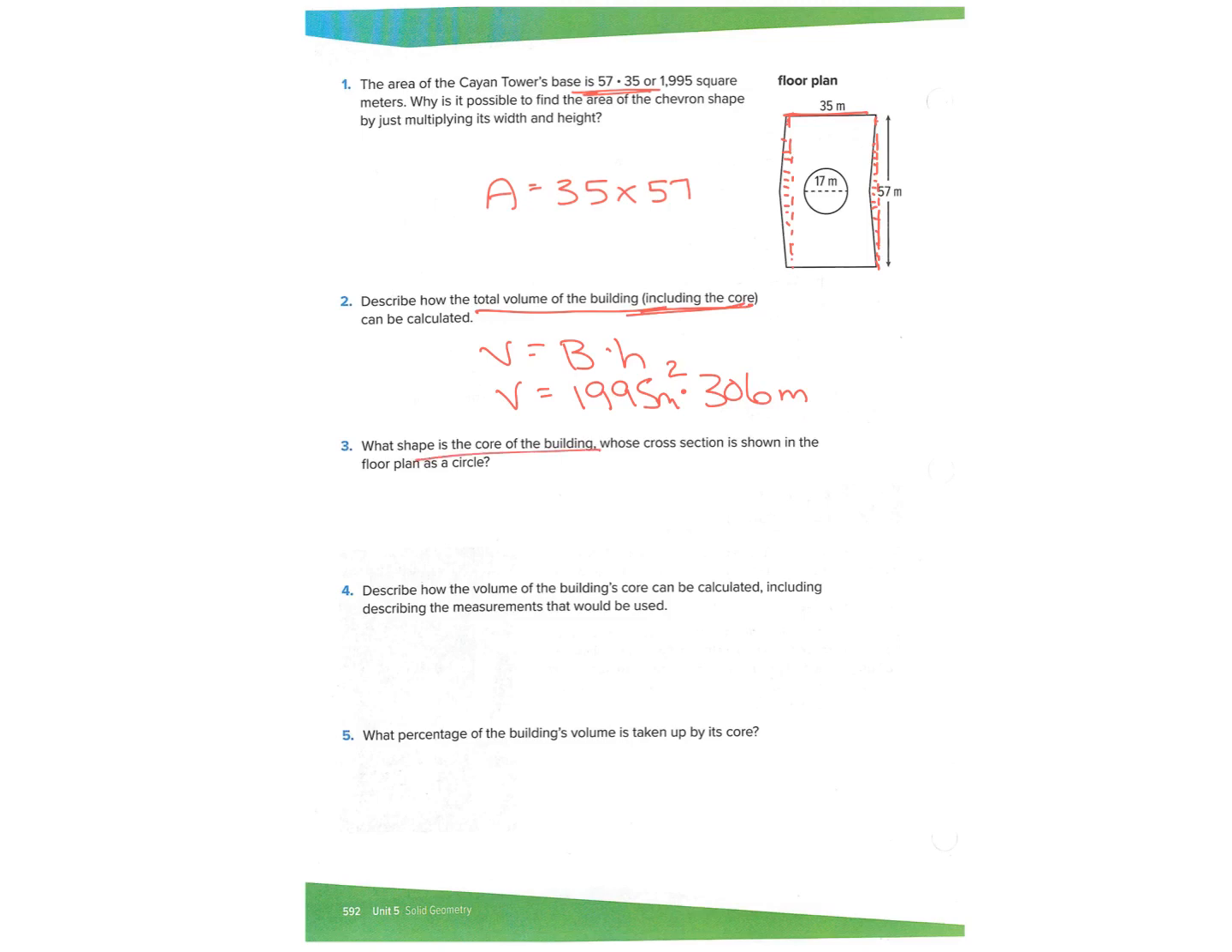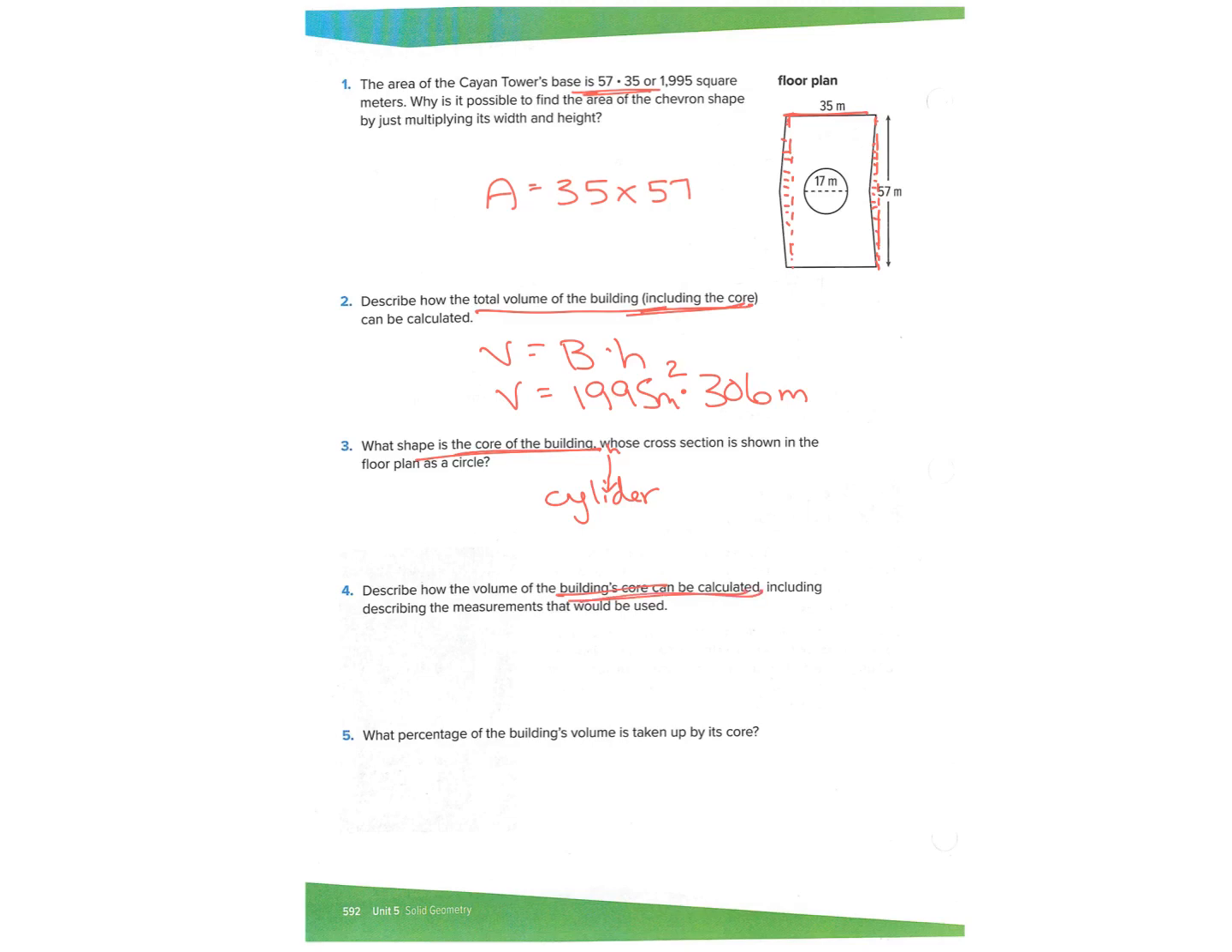It says, what shape is the core of the building? So the shape is a cylinder. If you think about this circular core, it's a cylinder. Sorry, I believe I spelled that wrong. It says, describe how the volume of the building's core can be calculated, including the measurements that would be used.